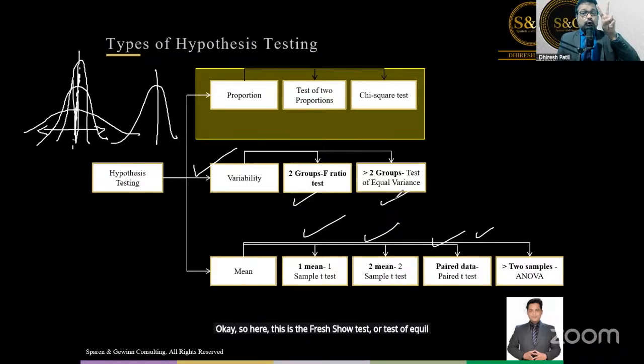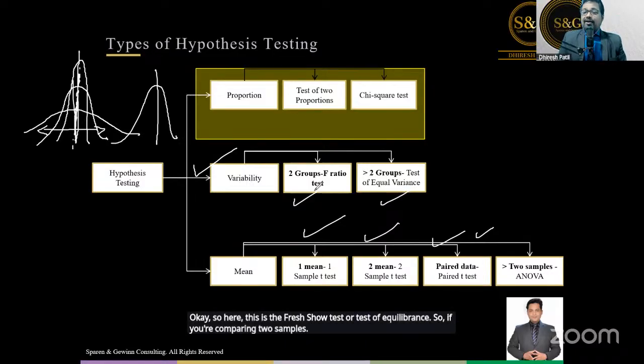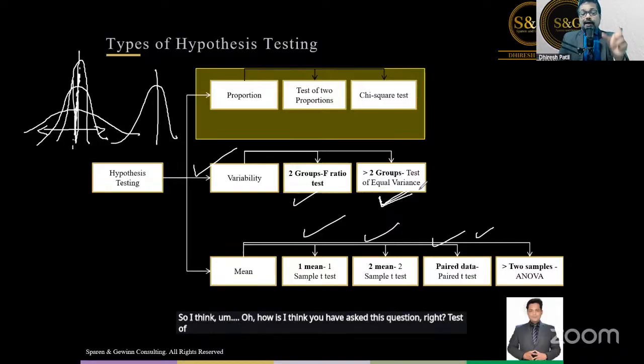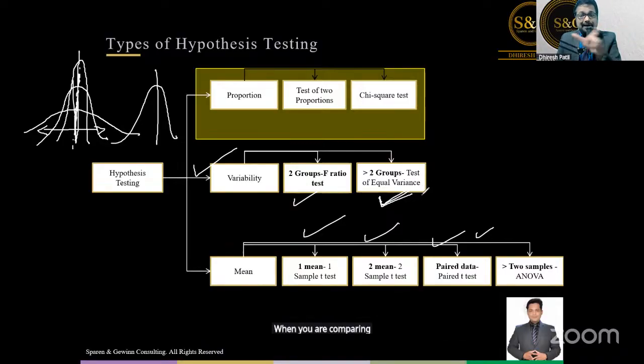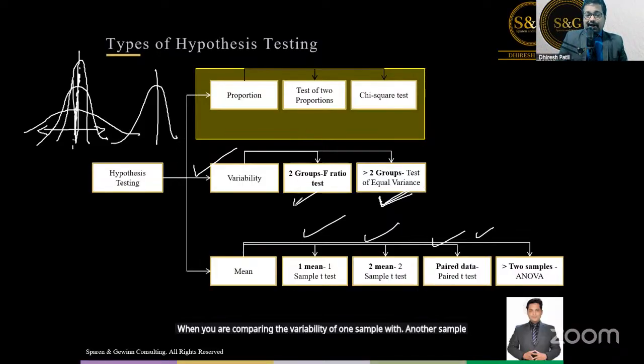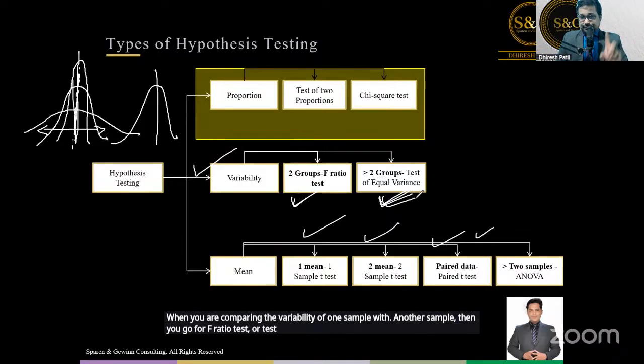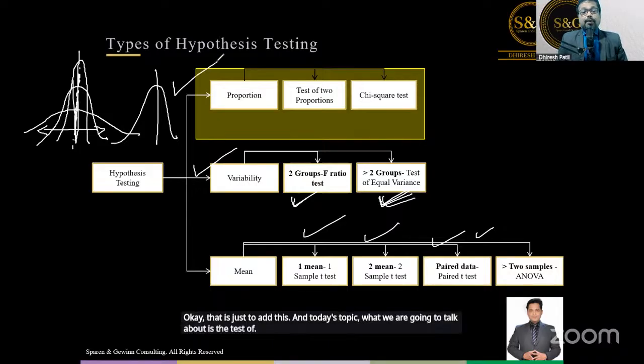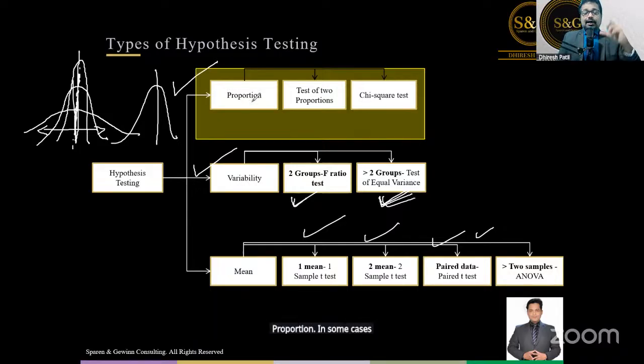If you are comparing two samples, it is called the F ratio test. If you are comparing three or more samples, that is called the test of equal variance. I think Harris, you asked this question, right? So when you are comparing the variability of one sample with another sample, you go for the F ratio test or test of equal variance. Okay, that is just to add this. And today's topic that we are going to talk about is the test of proportion. In some cases, there are proportions.